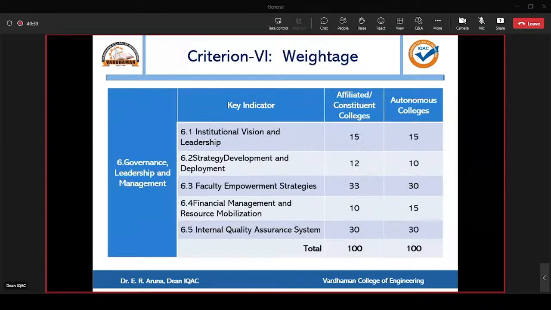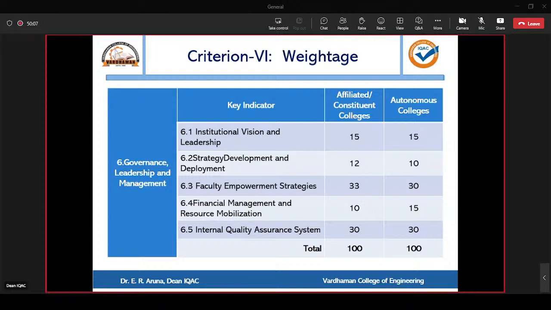Before starting each and every one in detail, let me continue with the key indicators. As already mentioned, the key indicators are: institutional vision and leadership, strategy development and deployment, faculty empowerment strategies, financial management and resource mobilization, and internal quality assurance system, that is nothing but IQAC. Let me give a small introduction about each key indicator, then I'll go into detail on each one.